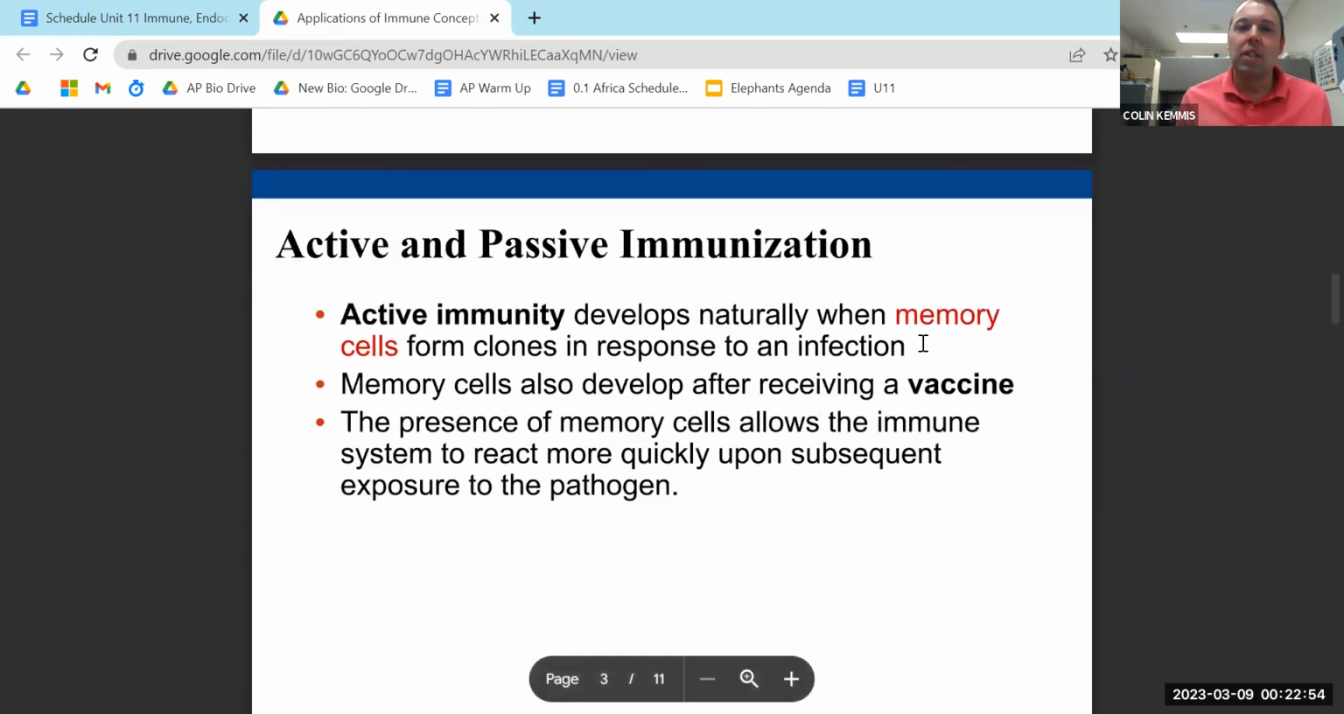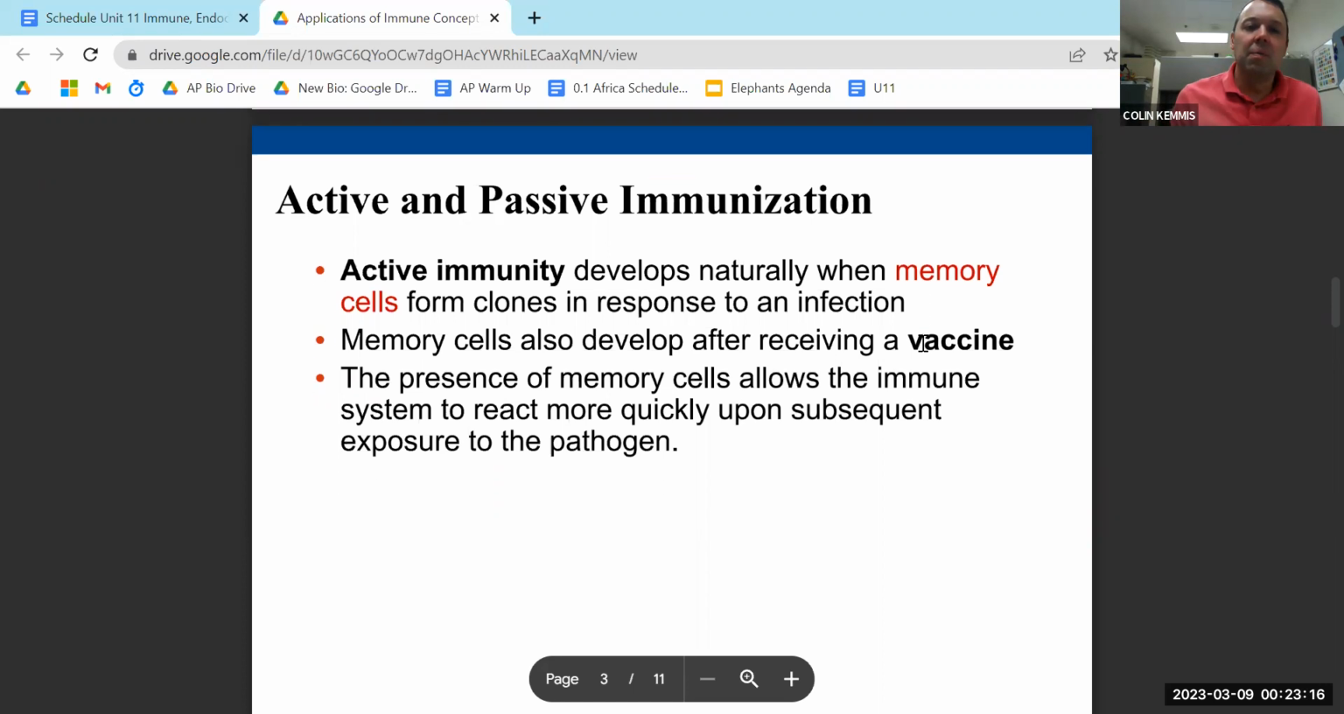All right, active versus passive immunity. So active is what we've been talking about so far. It's when there's memory cells. It's when their antibodies are made by white blood cells. It's when there's cytotoxic T cells and macrophages actively going against the disease. And then contrast that with passive immunity.